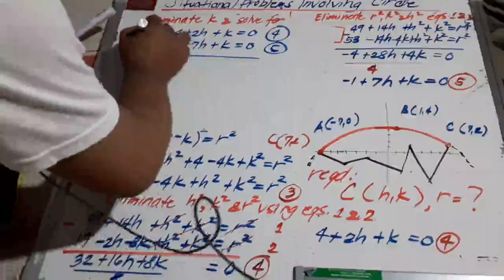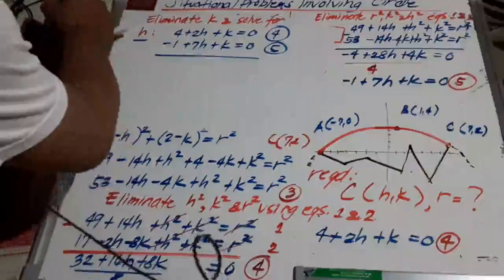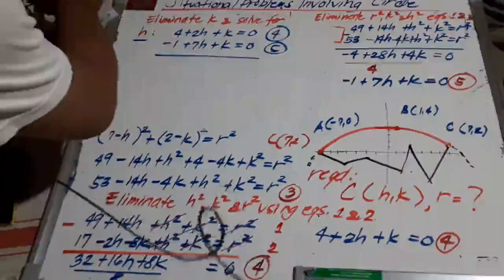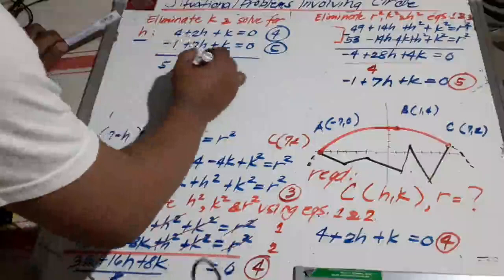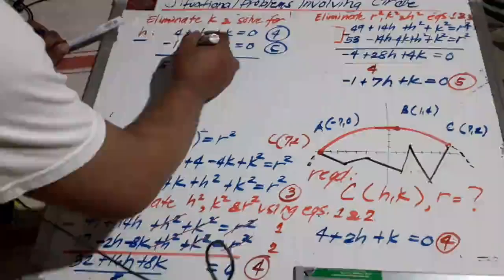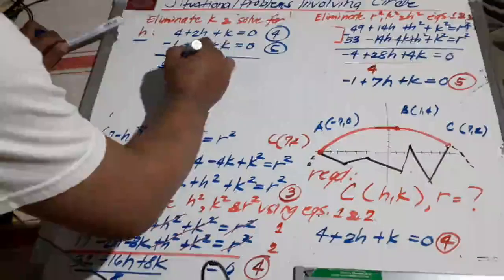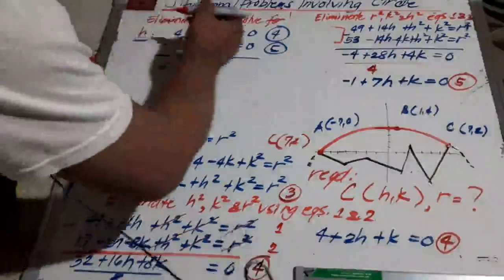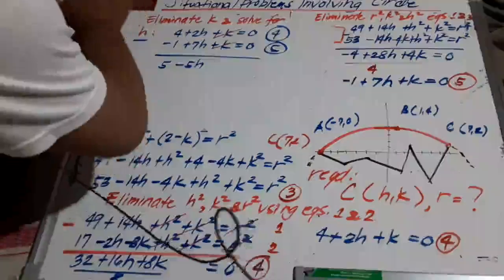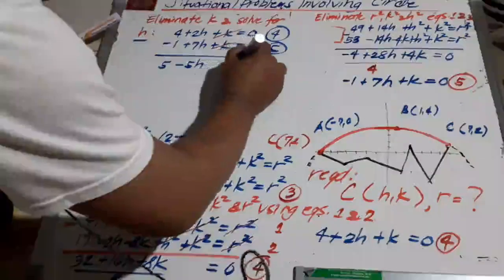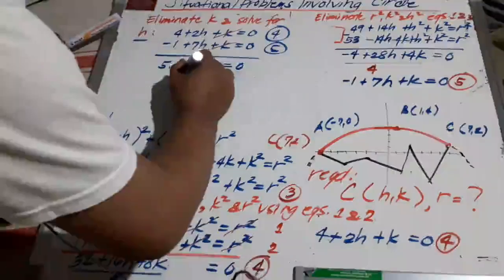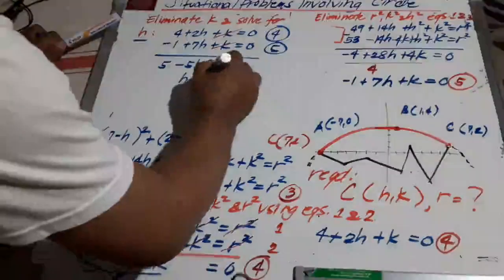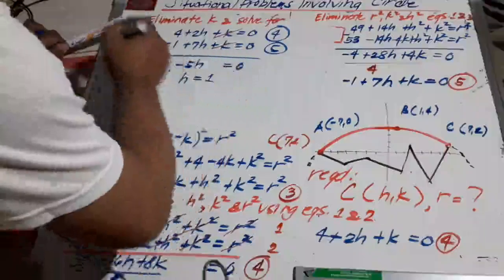Then, we subtract. So, pag sinubtract yung dalawang equations, 4 minus negative 1 is positive 5. 2H minus 7H is negative 5H. And K minus K is 0. So, therefore, 5 minus 5H is equal to 0. Therefore, H equals, transposing, 5 divided by 5. Therefore, H equals 1. So, ito na yung value ng ating H.